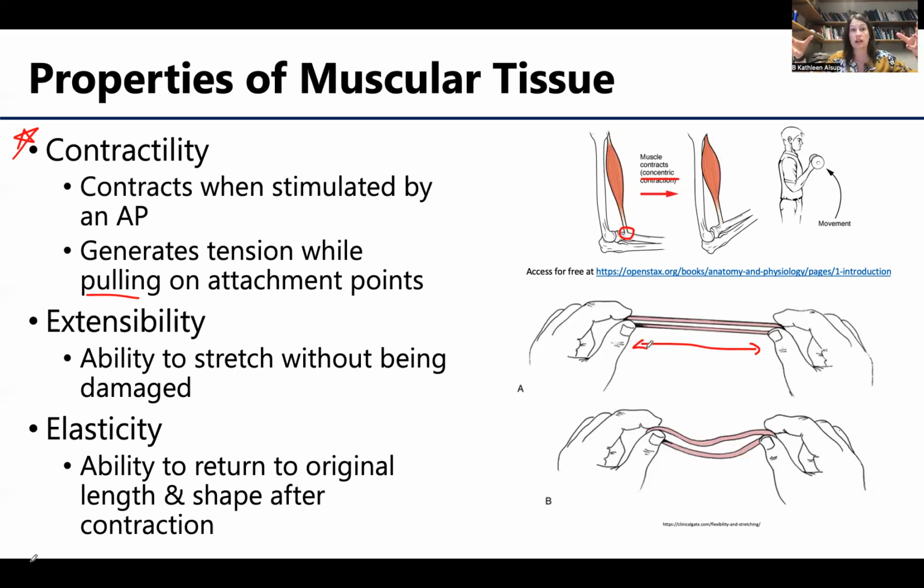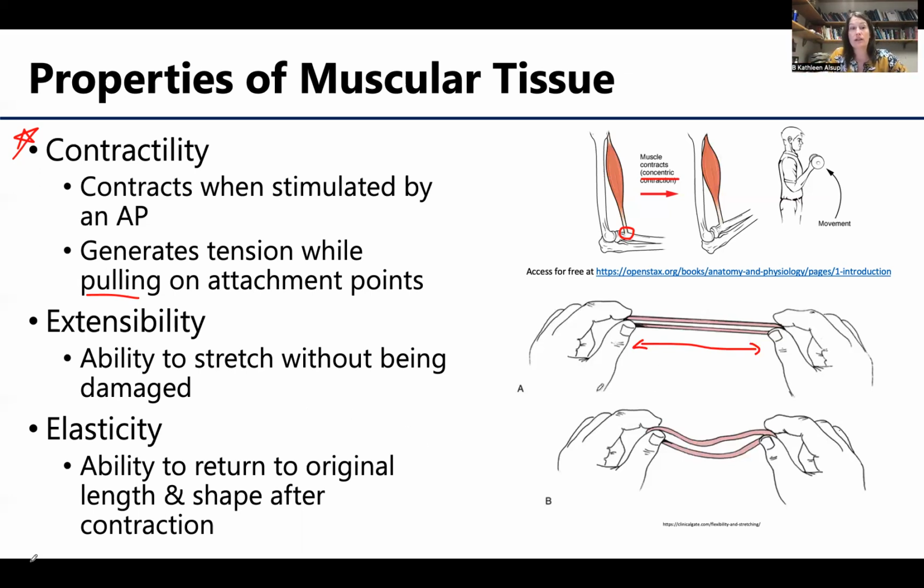Now, obviously you can extend it to an extent where it can cause damage. And we can talk about how that happens with connective tissues and causing damage there. But generally, most muscle cells will have the ability of being stretched without being damaged. Some muscle cells, like smooth muscle cells, can be extended to a greater extent than, say, skeletal muscle.